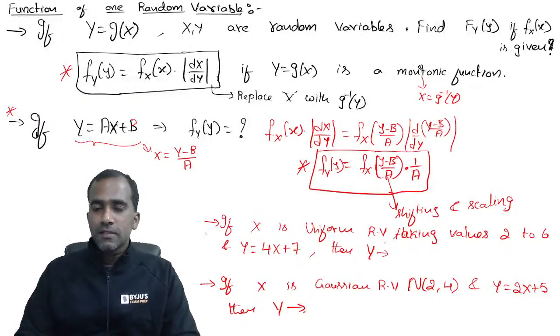Can anyone answer this? Can you tell me the name of the shape of the PDF of y? X has a PDF whose name is uniform PDF.